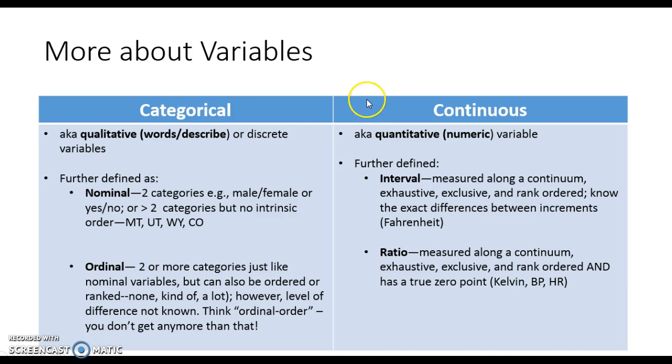Okay, so more about variables. Your book talks about categorical and continuous. Categorical variables are also known as qualitative. These are words, they describe a variable. They're also called discrete variables. They are further defined as nominal and ordinal, okay? I'm not going to go into detail about that. It's here on this screen for you if you want it. But we also have continuous variables, which are also known as quantitative, and these are numeric variables, and they are further defined as interval and ratio.